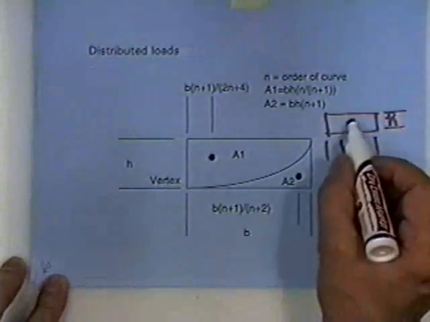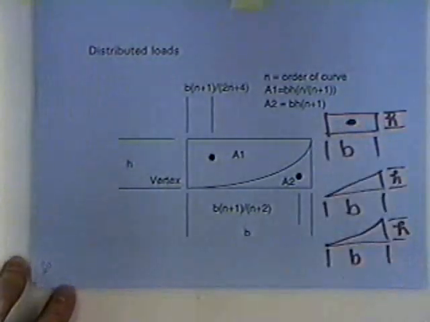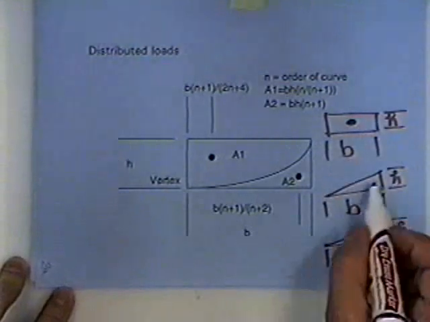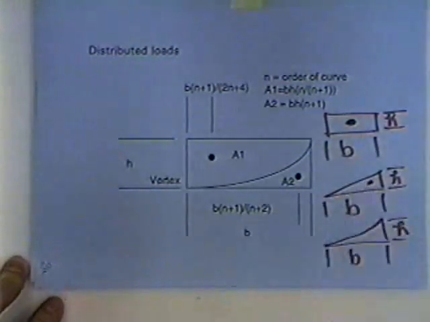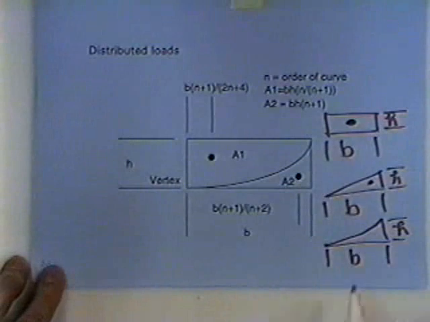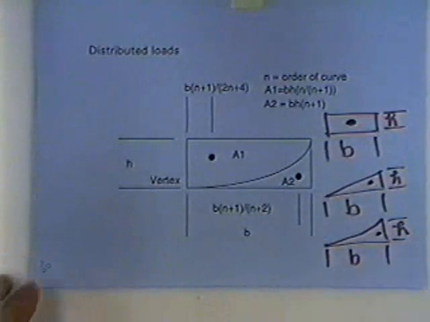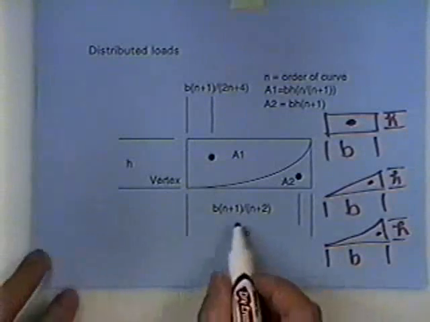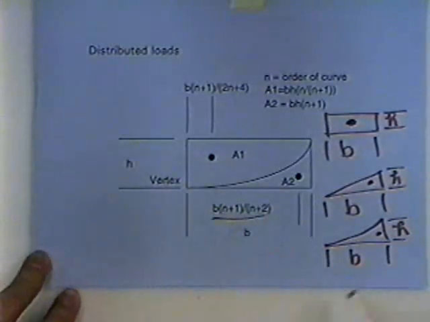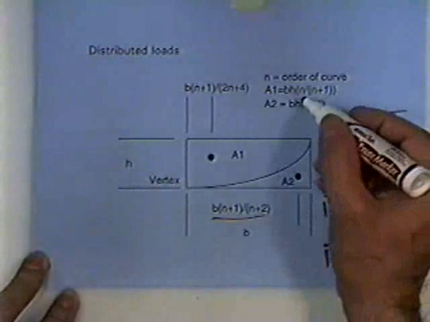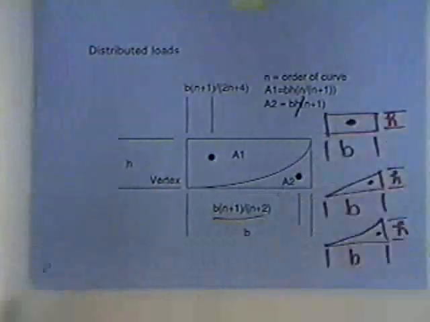Centroids work the same way. This guy's centroid is half the base. This guy's centroid is 1/3 of the base. This guy's centroid is 1/4 of the base. And of course those numbers are given by here. One correction I need on that sheet, I just noticed, this is BH over N plus 1. That will surely be the only mistake I find.